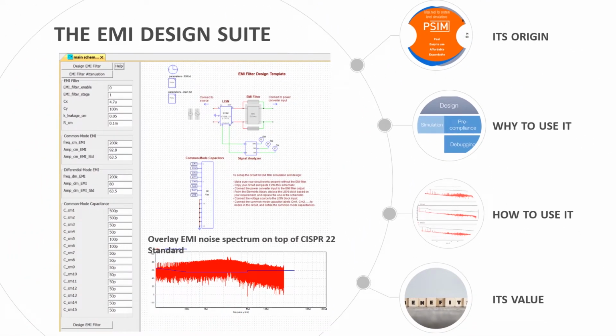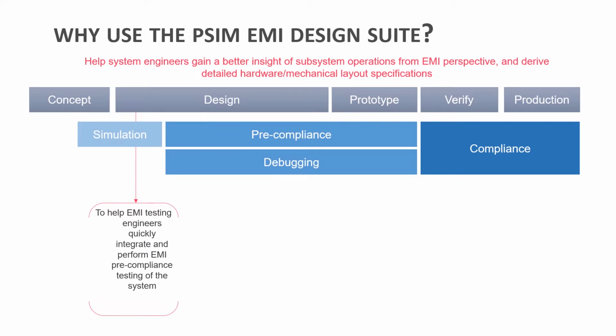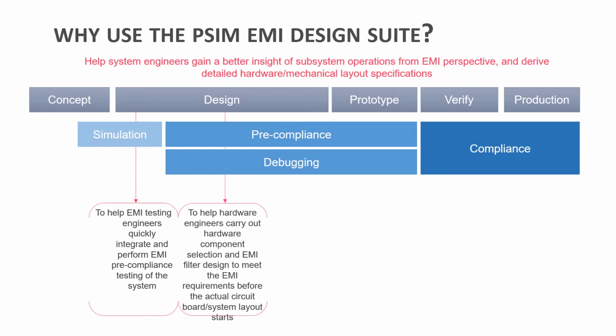The EMI design suite helps to avoid losing time and money by drastically reducing the number of prototypes. During the design phase, the suite helps the EMI engineers to quickly integrate and perform EMI pre-compliance testing of the system. This PSIM add-on module also allows hardware engineers to carry out hardware component selections and EMI filter designs to meet the EMI requirements before the actual circuit board system layout starts. This module also enables EMI debugging and helps find the best solutions after the hardware is built.